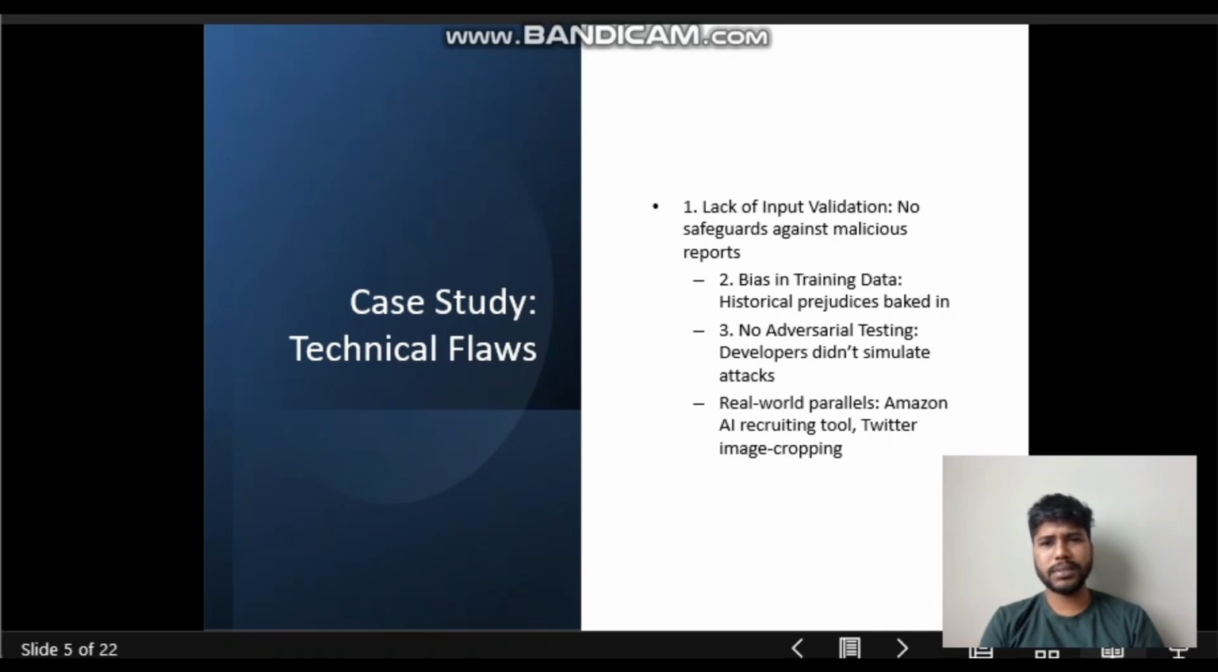Okay, so similarly, back in 2021, I think Twitter's image cropping algorithm was found to prioritize white faces over black faces. So that was also the case. And Blocker Plus repeated these mistakes. I mean, biased input leads to biased output.